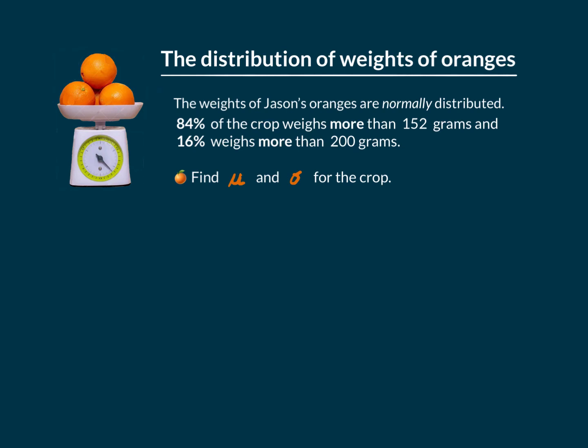The weights of Jason's oranges are said to be normally distributed. So we need to use the normal distribution. 84% of the crop weighs more than 152 grams and 16% weighs more than 200 grams. To find the mu, which is the mean, and the standard deviation for the crop, we can do it in two ways. We can use the calculator, or we can use the percentages from the normally distributed graph.